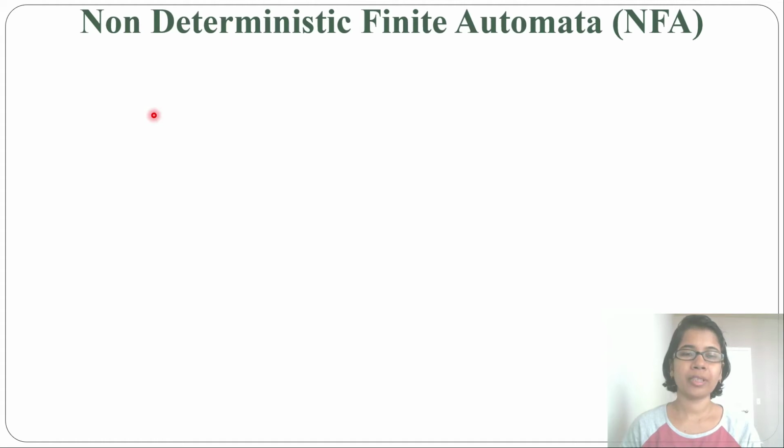Hi, till now we discussed DFA and complement of DFA. Now we'll discuss NFA. NFA stands for non-deterministic finite automata. Non-deterministic means you cannot determine what will be the next step. There will be more than one path. In case of deterministic, there is just one path, so you can determine what will be the next step.